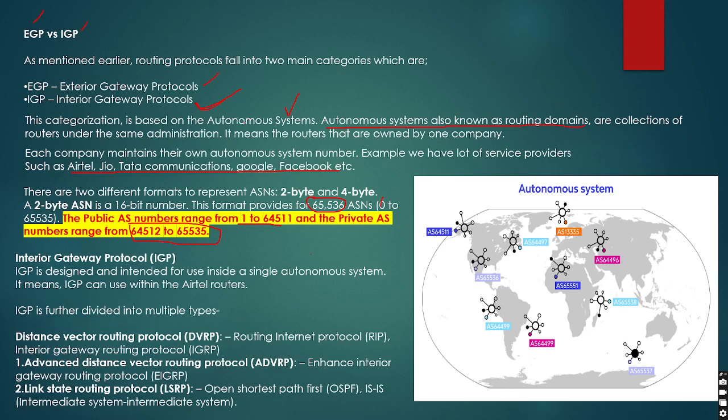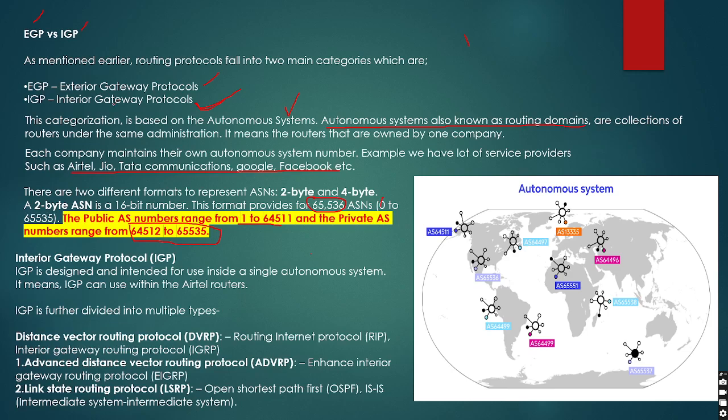There is another routing protocol called RIP. RIP is RIP, rest in peace. No one is using it now. And then there is the exterior gateway protocol. Interior is within the autonomous system, but exterior is between the autonomous system members.